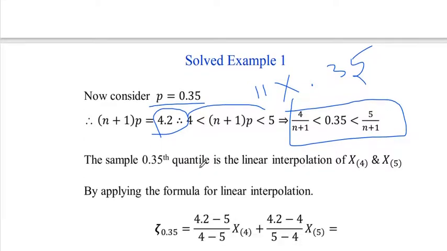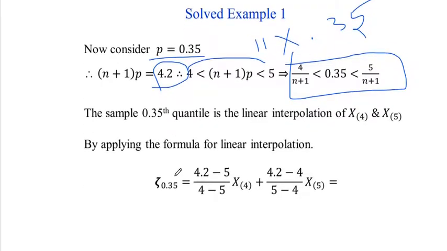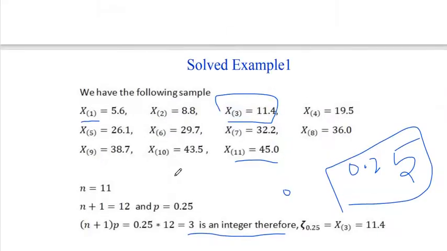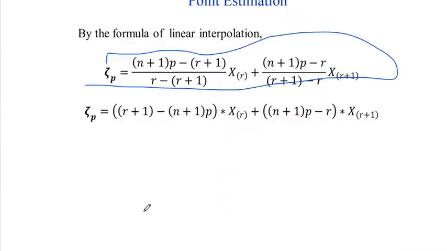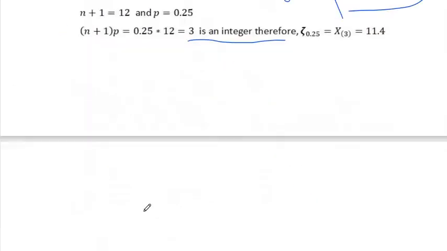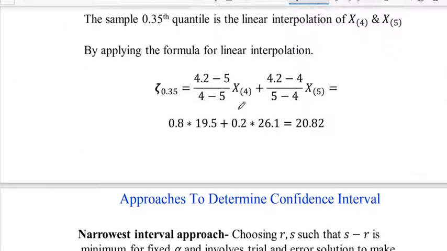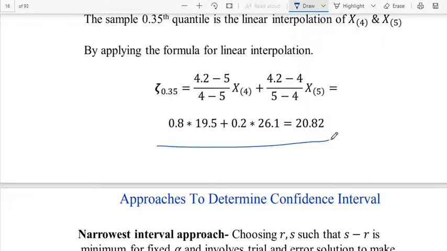So now how to find 0.35? You can just apply the formula. When we apply this formula, finally you get one JP value.